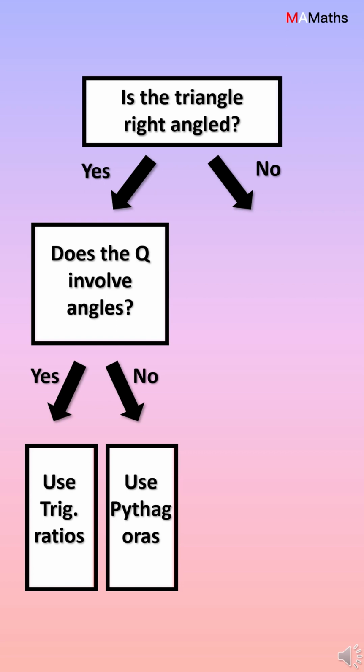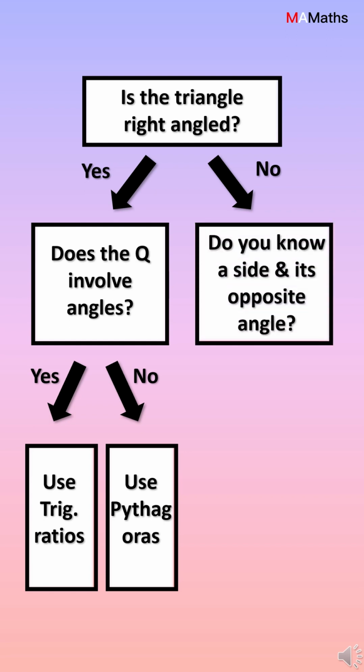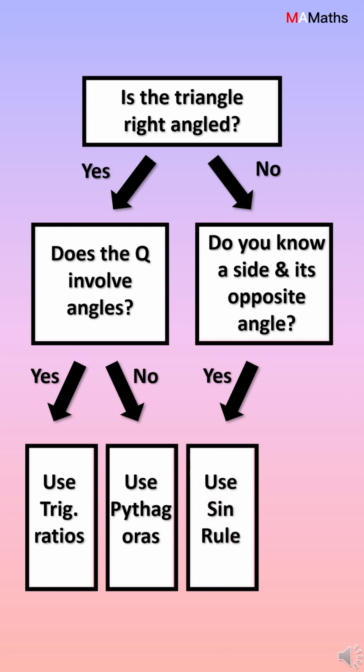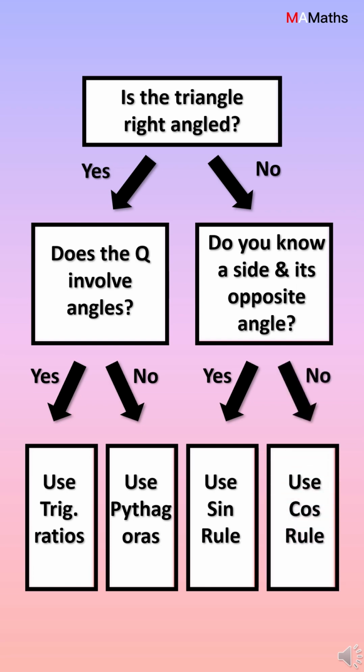Going back to the top, the triangle is not right-angled. Do we know a side and its opposite angle? If yes, we use the sine rule. Recall that the sine rule relies on having an angle and its opposing side. If we don't know a side and its opposite angle, then we use the cosine rule. Recall that the cosine rule gives us two sides and the angle between them, or three sides and no angles.